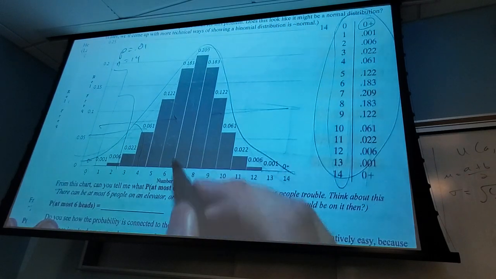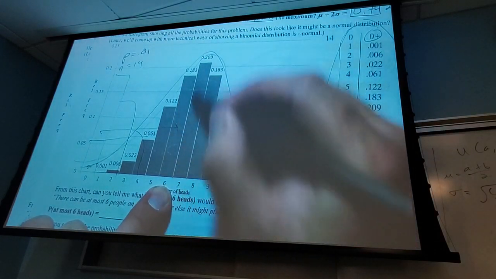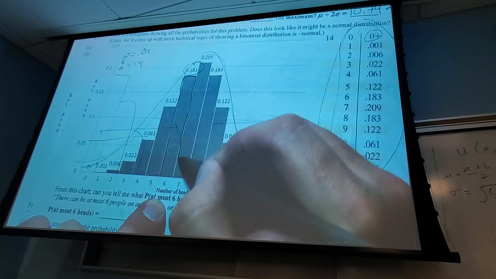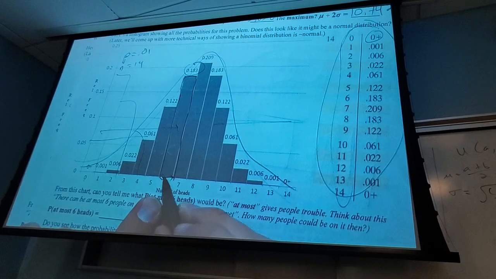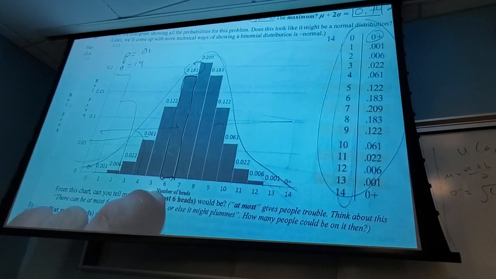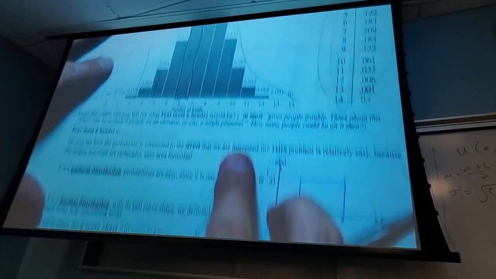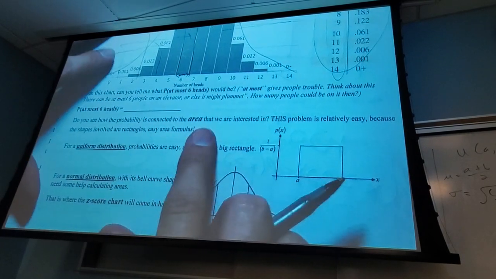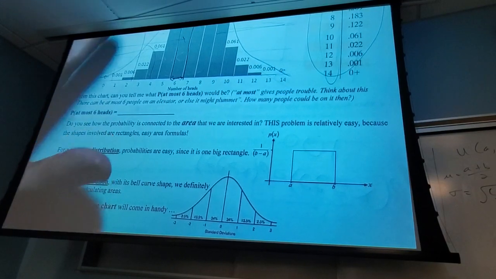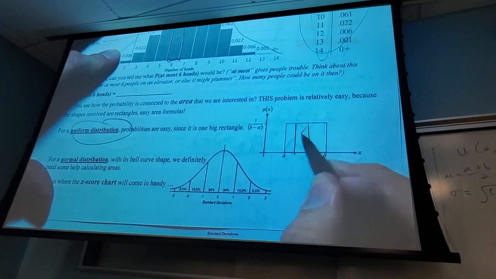Notice this also. What's the probability x equals 6, for example? 0.183. And what's the area of this rectangle? It's 1 across and 0.183 up, so isn't that area 0.183? Okay, cool. So the probability is connected to the area, just like we did with a dartboard, just like we did with uniform distributions. When I have a uniform distribution, it's just rectangles, so that's easy, right?